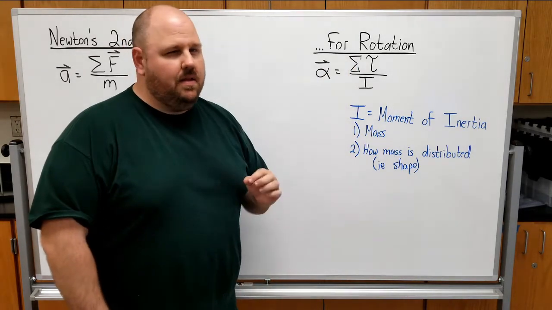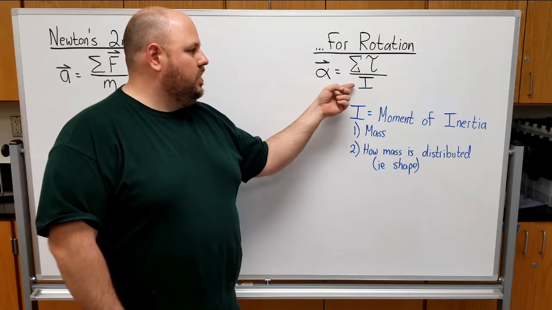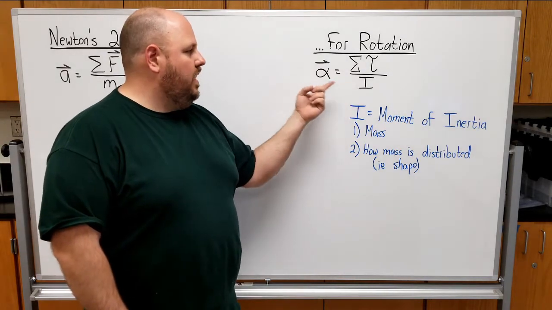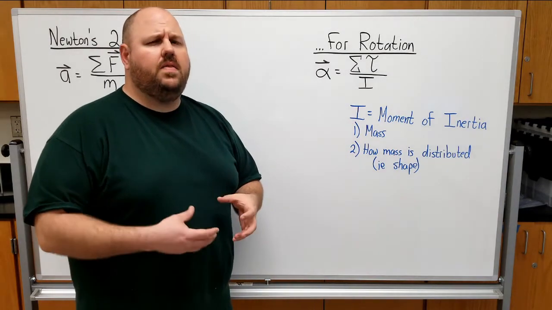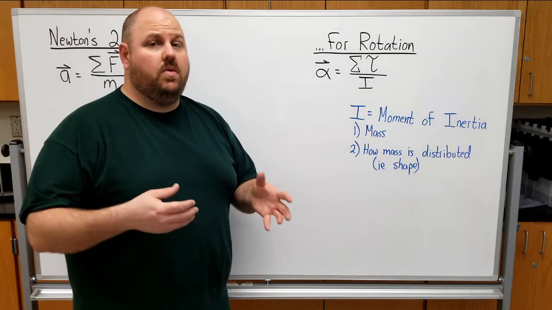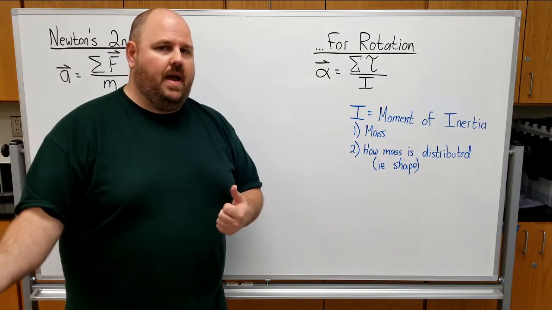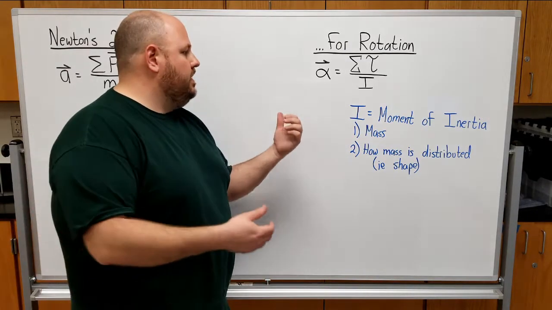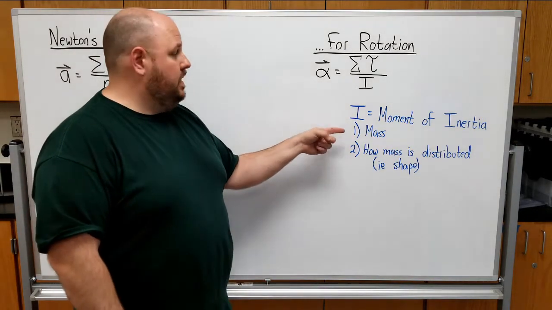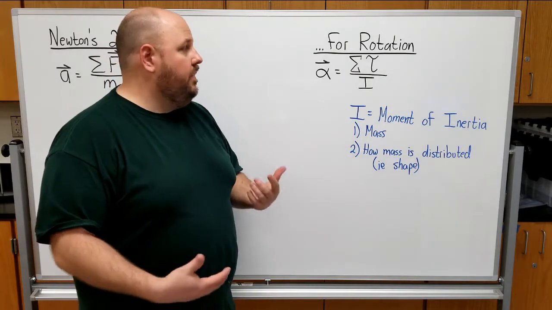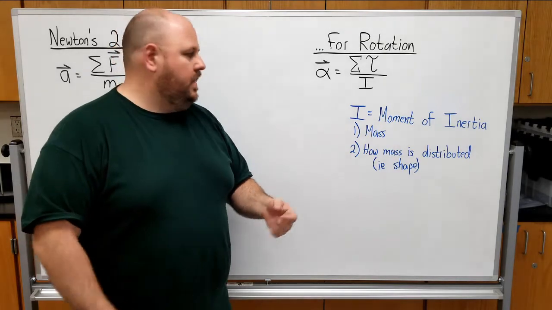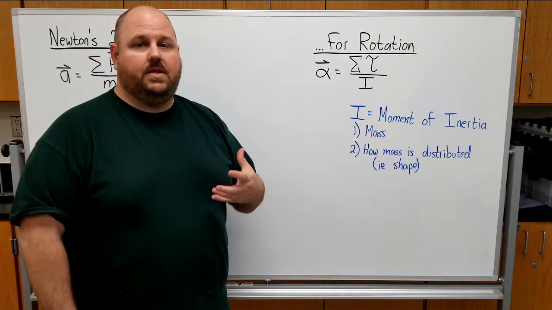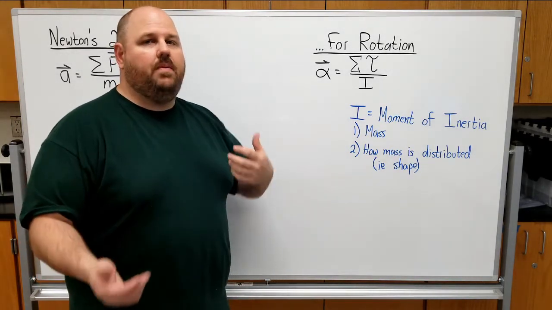The thing that's a little bit different is the term on bottom. Instead of mass, we have this term I, which stands for moment of inertia. And you can think about moment of inertia as being the rotational equivalent of mass. And so that's going to depend on two things. Number one, how heavy is the thing? Heavier things are still more difficult to rotate than lighter things. And then two, how is that mass distributed, i.e. the shape of the object?